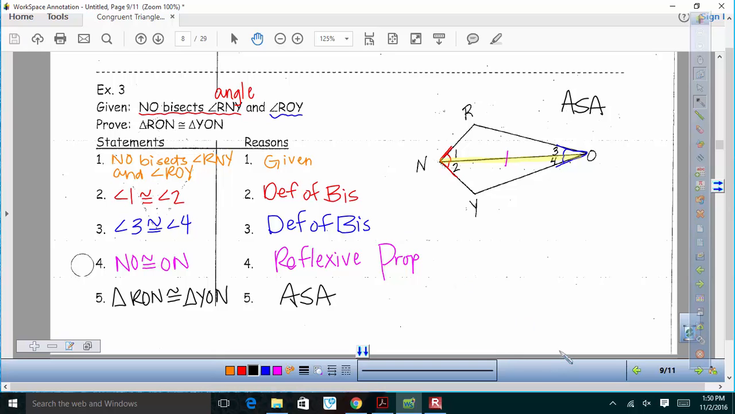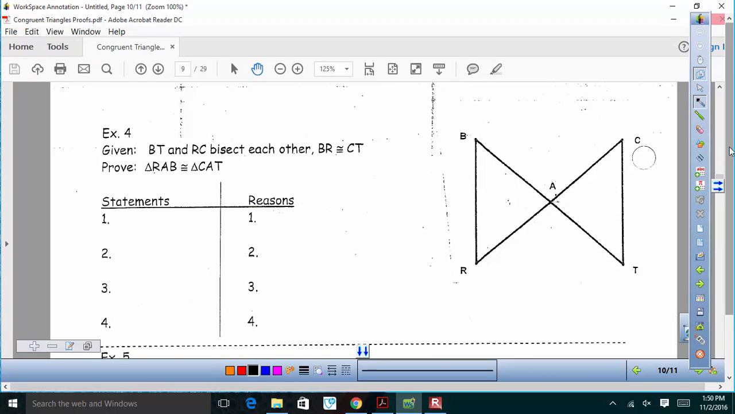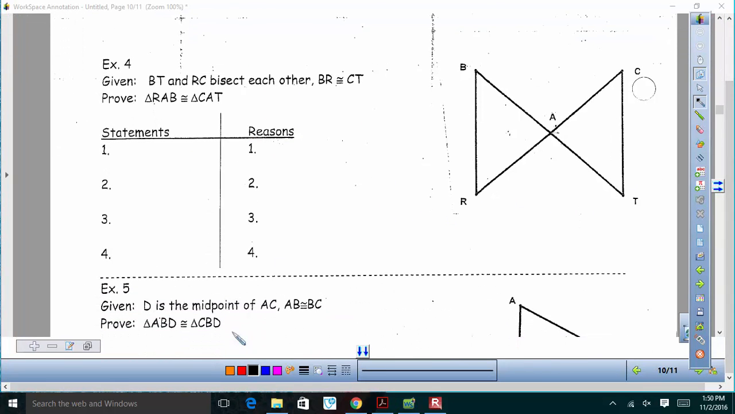My other class thought that this was easier than the last proof. So what do y'all think? Okay. Let's try another one like that. No. No. No. No to my question or no to paragraph 13? No. Yes. Okay, let's look at example 4.